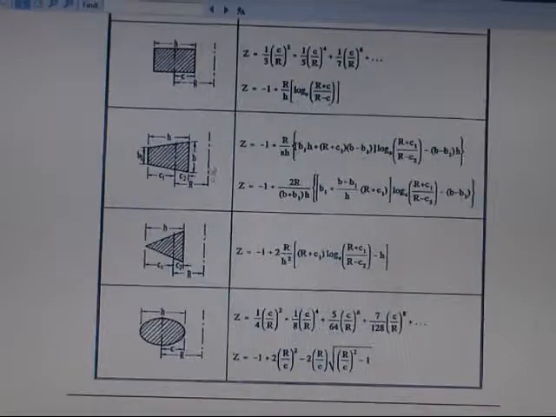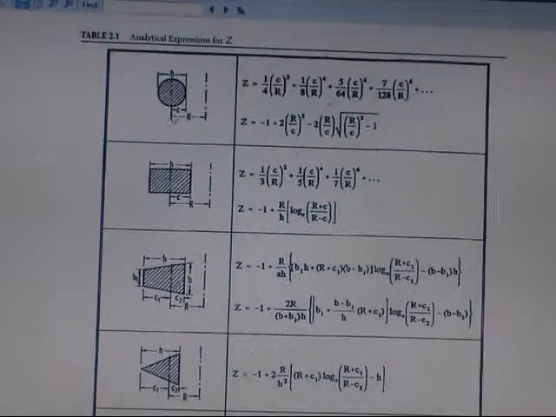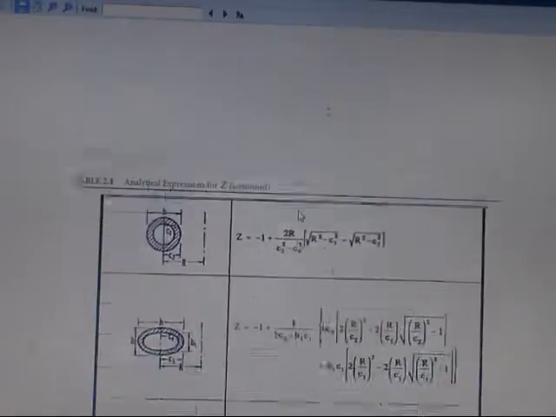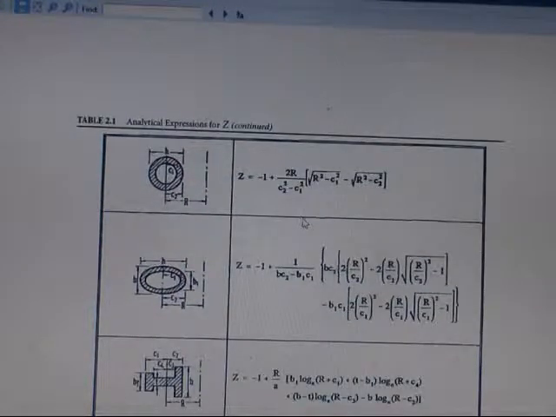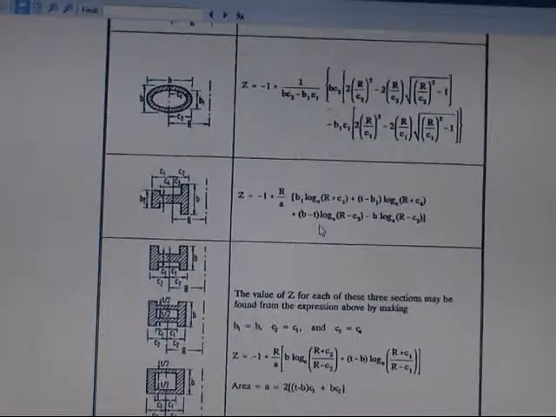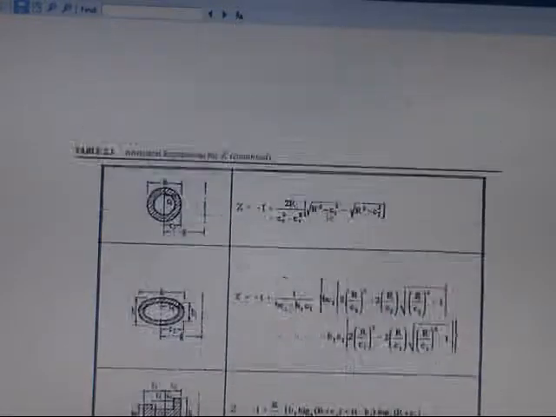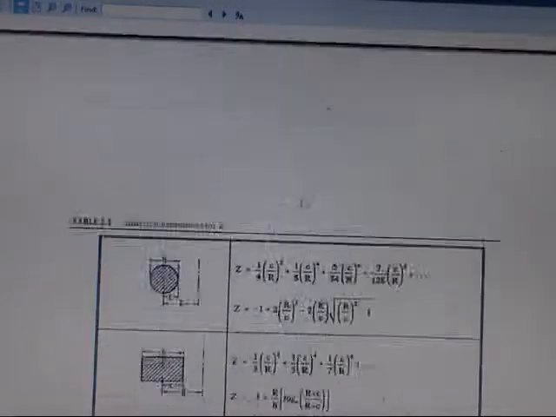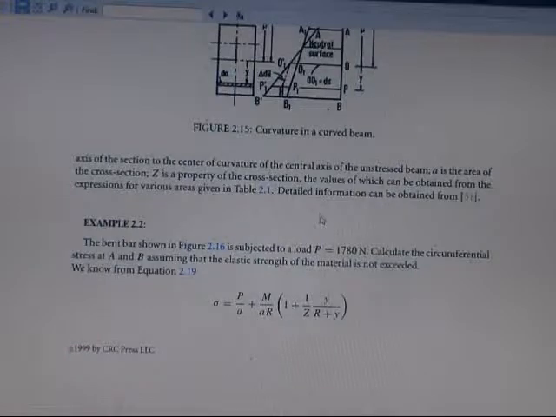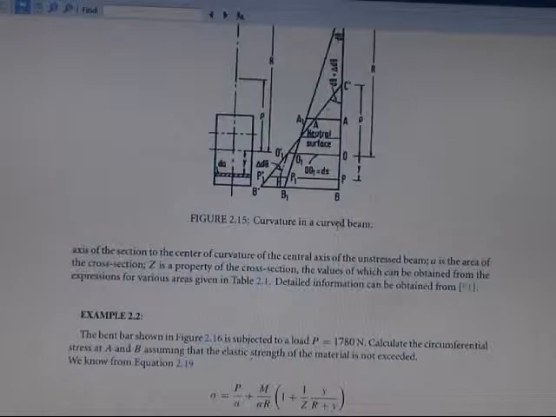Bending stress calculation and the center of gravity. So the center of gravity and the bending moments are part of the calculation. So the bending moment's Z.